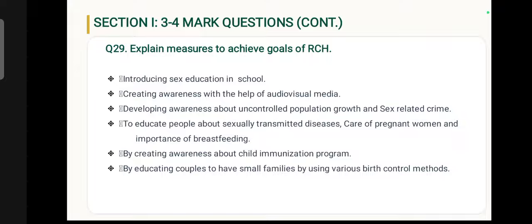Introducing sex education in school. By creating awareness with the help of audiovisual media, developing awareness about uncontrolled population growth and sex-related crime, to educate the people about sexually transmitted diseases, care of pregnant women, and importance of breastfeeding, by creating awareness about child immunization programs, by educating couples to have small families, by using various birth control methods.